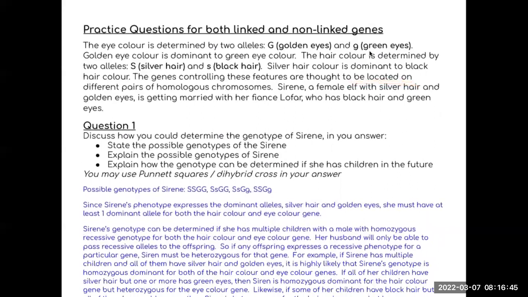Now in the question, it says that the two genes are thought to be located on different pairs of chromosomes. If you know your definitions well enough, if you see something like this saying that it's located on different pairs of chromosomes, it means that the two genes are not linked. They can be inherited separately. They're not bound to the same chromosome and go into the same gamete.